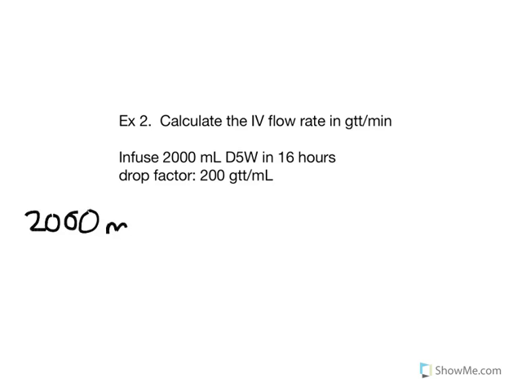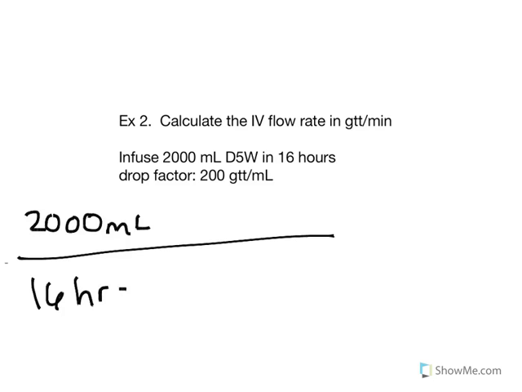2,000 milliliters in 16 hours. Now I'm going to move to my answer, which I know I want in drops per minute. Notice I have milliliters on top, and I want it to be drops. I have hours on bottom, and I want it to be minutes. I'm going to have to change both units.